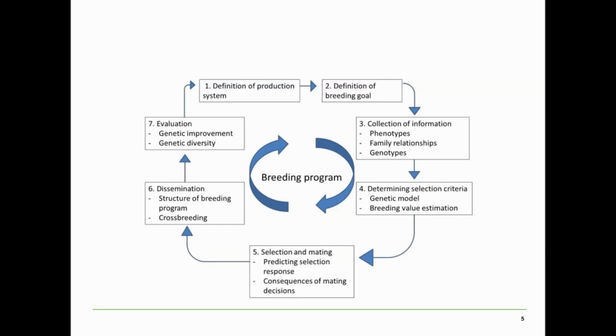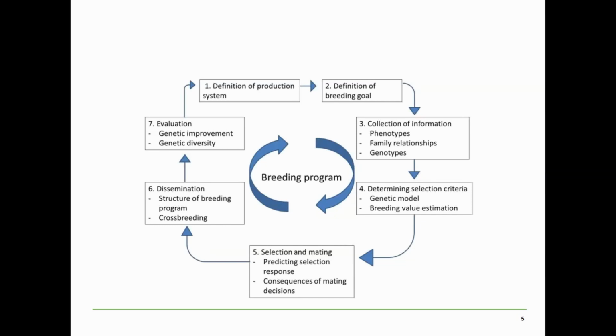then collect information, as was mentioned before. Here it is a bit more detailed, because we need not just phenotypes. The phenotypes are the records for the production traits, but we also need the family relationships, so we need the pedigree information for the animals. And nowadays we are often in the business of genotyping and determining breeding values based on the genotypes. The fourth one is determining the selection criteria. These are the models that estimate the breeding values.